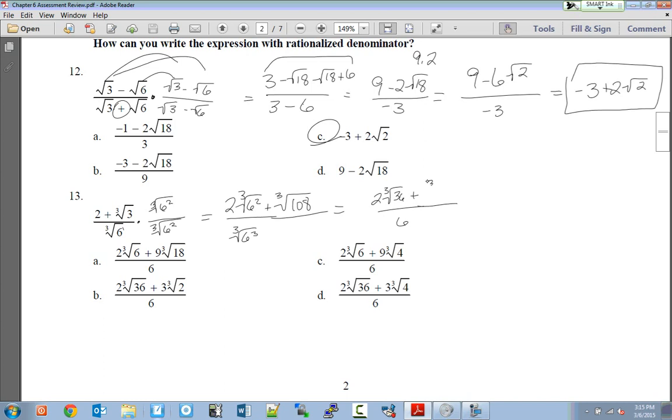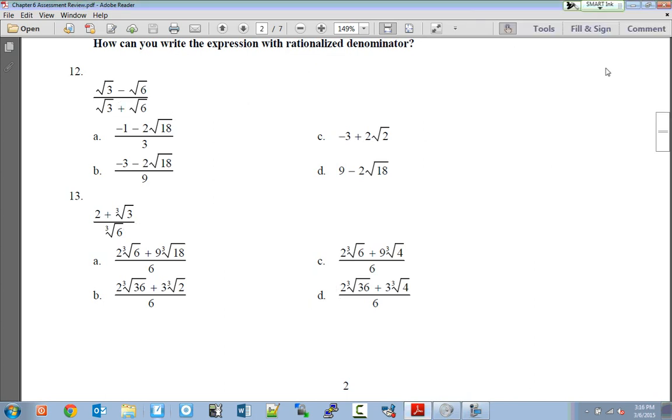can simply go into 27 times 4. Cubed root of 27, of course, is 3, so that can come out, leaving the cubed root of 4 underneath. So this should be your answer, 2 cubed root of 36 plus 3 cubed root of 4 over 6, so it looks like the answer is D. Alright, that's all there is to that one.